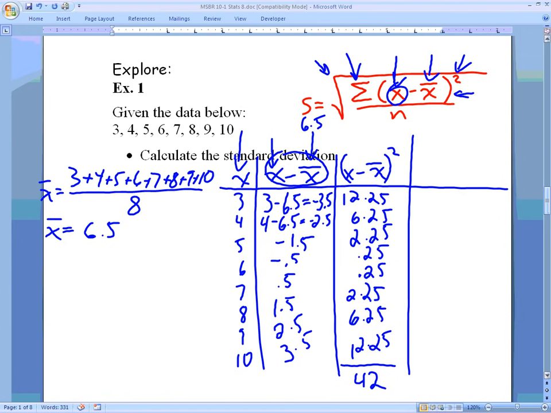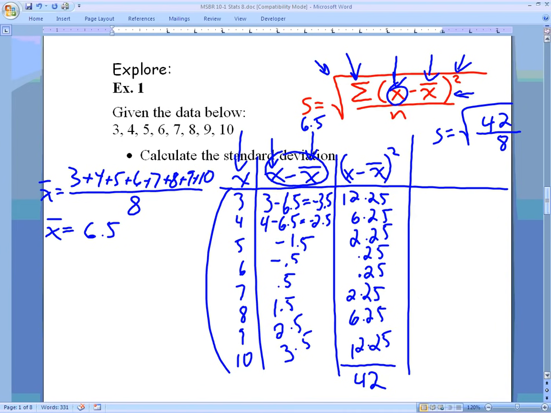Add up all the data minus the mean squared. And I have 42 now for my standard deviation so far. And then it says take that number, so that's my numerator essentially, all over n, which is the number of terms. And we can see that we had 8 terms here. So 42 divided by 8, and all that's going to be square rooted. And that's equal to my standard deviation.